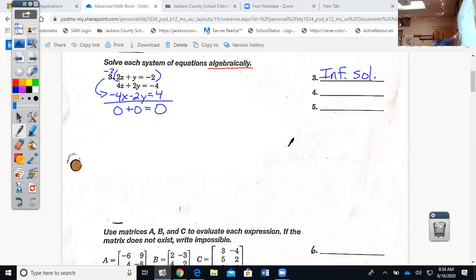What if I would have got 0 equals 4? No solution. And going back to number 1, this would be consistent and dependent, right? When I get just one answer, it's consistent and independent. Everybody good? Okay. Everybody good on 3? All right, let's do 4.